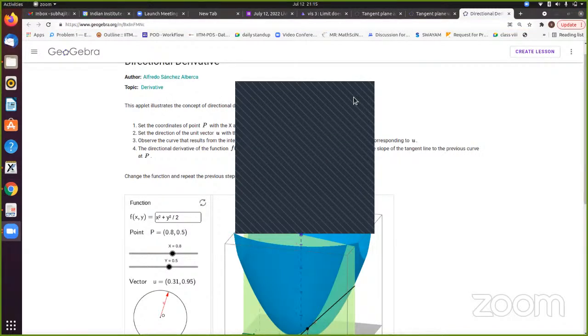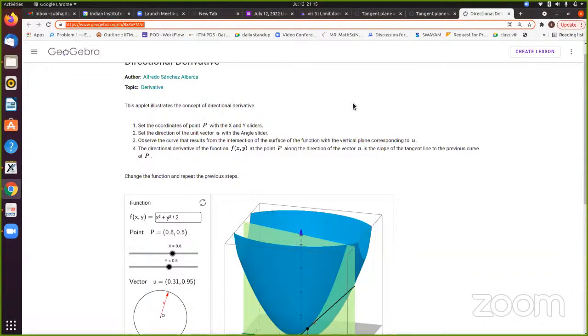Earlier we were looking at the intersection between the function xy upon x squared plus y squared with y is equal to mx, and we saw that the intersection was basically a straight line. At all points it may not be a straight line, right? So in such a case, how would we find the derivative?